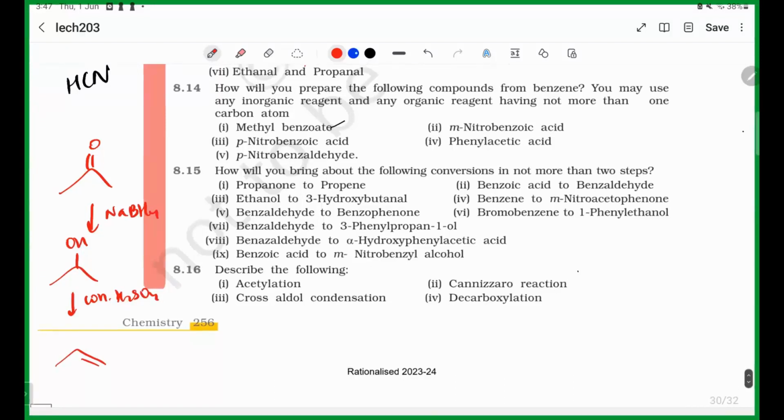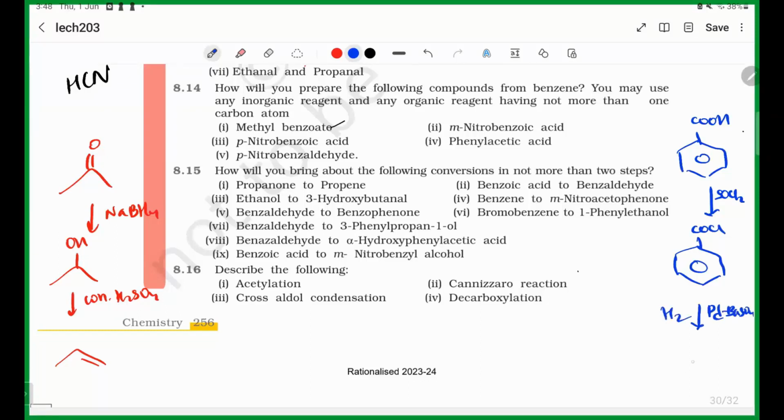Now I'll do the same thing here. Benzoic acid to benzaldehyde. So we already have a method to convert benzoic acid to benzaldehyde. Any sort of chlorinating agent, let us say SOCl2, thionyl chloride, will give you an acyl halide, and that upon Rosenmund reduction, with Pd/BaSO4 as a poison, will give you benzaldehyde.